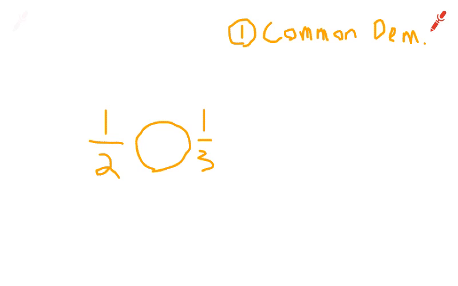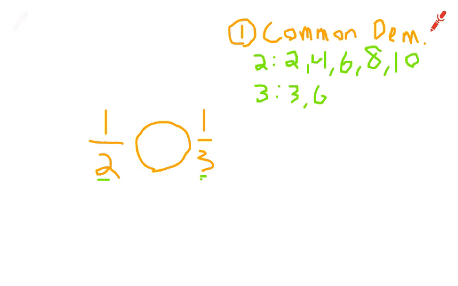Okay, if you find your common denominator correctly, you took both of your denominators, 2 and 3, and we found multiples for them. So for 2 and 3, we have to find multiples. So let's count by 2s. 2, 4, 6, 8, 10. And let's count by 3s. 3, 6, 9, 12. And you can see there, the lowest one they have in common is a 6. So we're going to have to change both of these denominators to a 6.